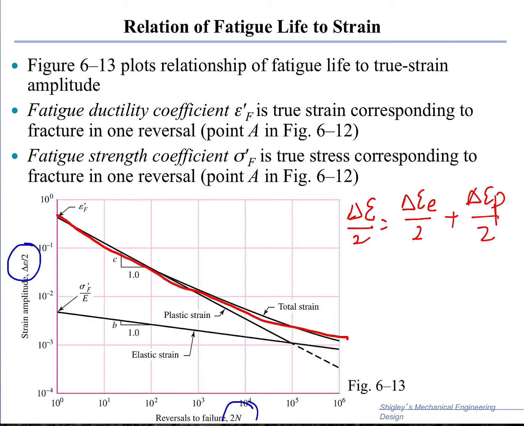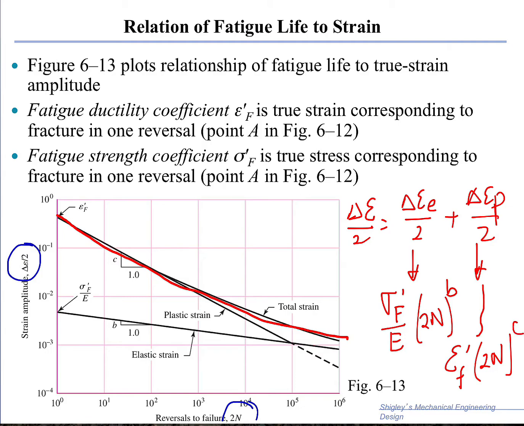And each one of those we will represent by a power law. So I write delta epsilon elastic over 2 with a new constant, which I'm going to call sigma f prime over E, times the number of reversals to the power b. And I write delta epsilon plastic over 2 with a new constant, epsilon f prime, times 2n to the power c.